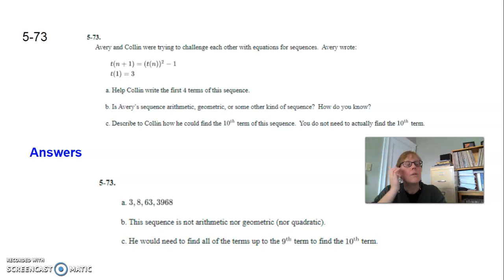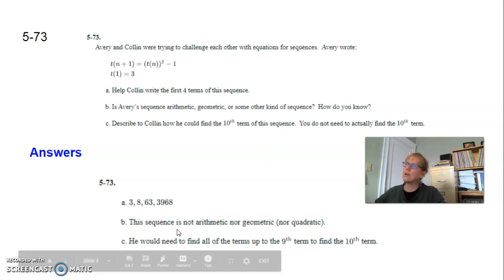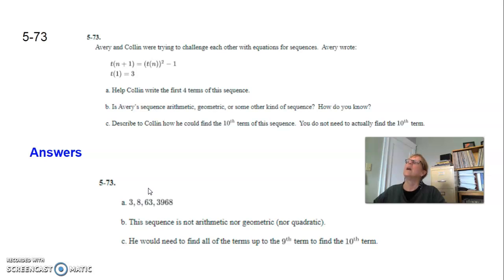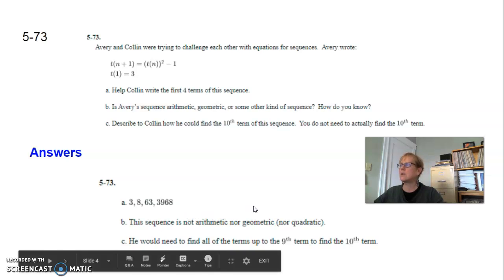Okay, but this equation, the first one is recursive. So t of n plus 1 is taking t of n and squaring it and then subtracting 1. So you can see down here, if the first term is 3, we're going to do 3 squared, which is 9, minus 1 to get 8. 8 squared, which is 64, minus 1 to get 63. And then 63 squared is 3,969 minus 1, which is 3,968.